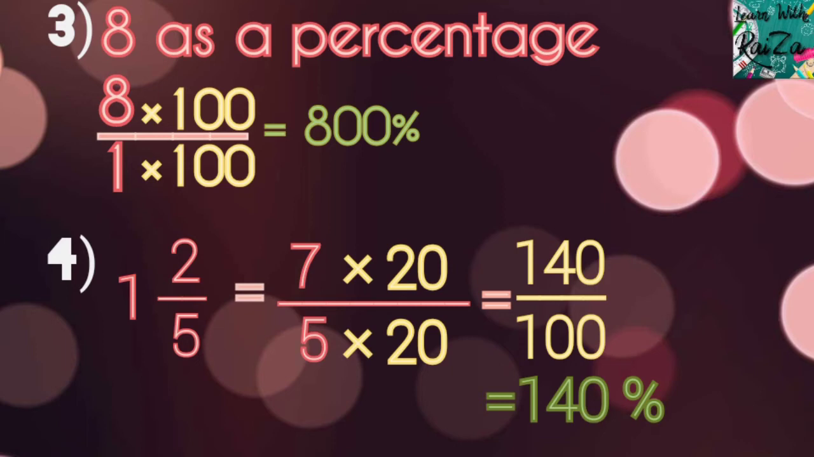Then children, the fourth fact, writing a mixed fraction as a percentage. Here the mixed fraction given is 1 2 upon 5. Well, when a mixed fraction is given, first of all convert it into an improper fraction.